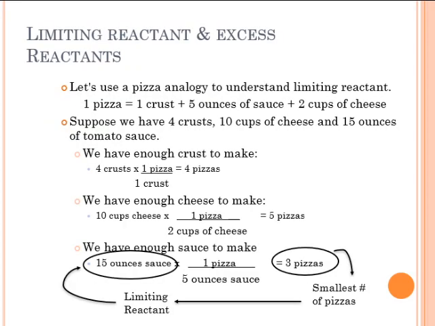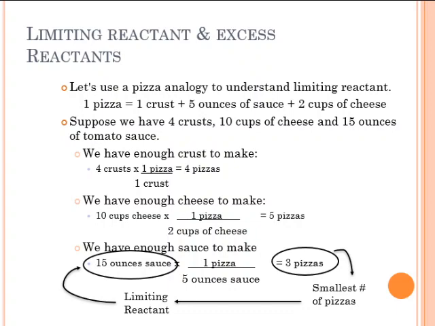So just to give you a reference for what we're talking about, limiting reactant and excess reactants, we're going to talk about pizzas. So if we use the pizza analogy, to yield one pizza, it's kind of backwards, but to yield one pizza, you need one crust, 5 ounces of sauce, and 2 cups of cheese, okay? And suppose I have 4 crusts, I have 10 cups of cheese, and I have 15 ounces of tomatoes. How many pizzas can I really make from what I have?